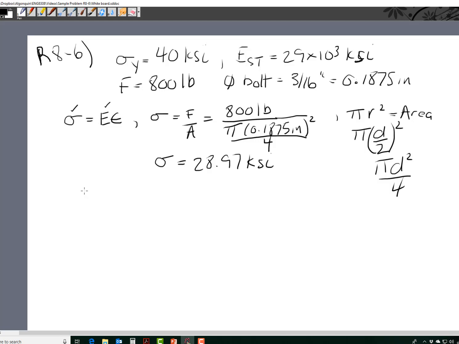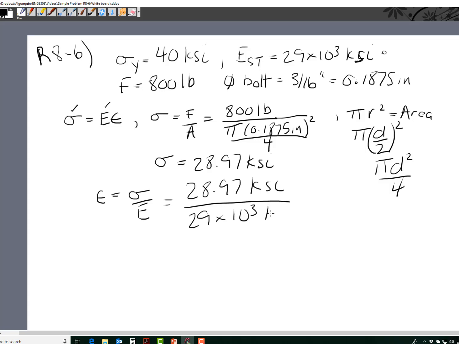Okay, so going back to Hooke's law for normal stress, we can say now that the strain is equal to the normal stress over the Young's modulus of the material. So we know that. We know this term up here. So then we can say 28.97 ksi over the Young's modulus of the steel, which is 29 times 10 to the third ksi. And this all equals 9.99 times 10 to the negative 4. So that's the strain on the bolt when it's loaded.